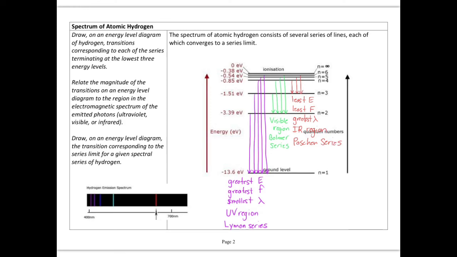I don't actually think you need to remember Lyman, Balmer and Paschen, but you do need to remember which ones are in the UV, which is the ones with the greatest energy and smallest wavelength, the visible, which is the in-between ones, and the infrared ones, which have the least energy, therefore the least frequency, therefore the greatest wavelength.